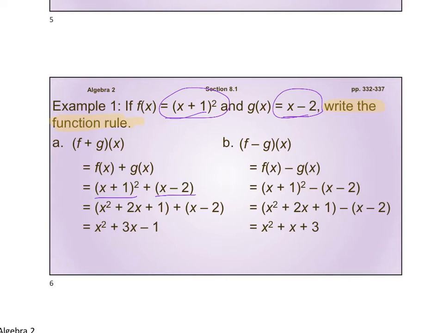All right, I square this. I can't add them until I take care of that square, the parentheses there. So when I square it, I get x squared plus 2x plus 1. And it's still plus x minus 2. Well, I have a plus x and a minus 2, so I subtract x. No, sorry, so I add the x, right? So I have an x and a 2x, and that gives me a 3x. I have a plus 1 and a minus 2, so that gives me a minus 1. So my function, this is f plus g of x.